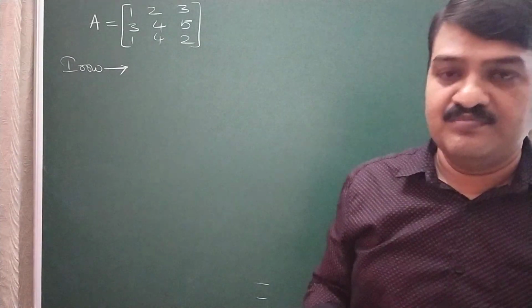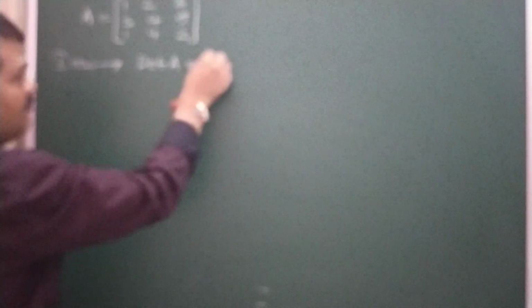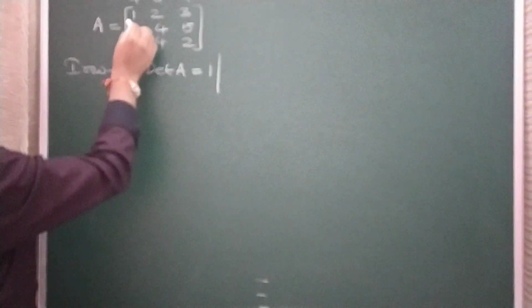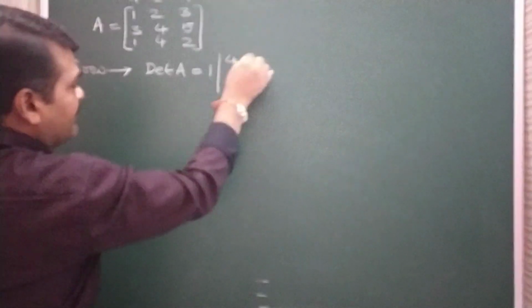Okay. So let me find the determinant using the first row. That is expanding the determinant using the first row. So using the first row, we will get det A like this. First row signs plus, minus, plus. So 1 into its minor. Remove this row, this column: determinant of 4, 5, 4, 2.